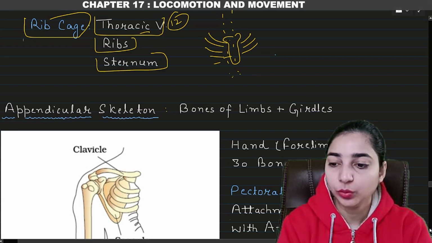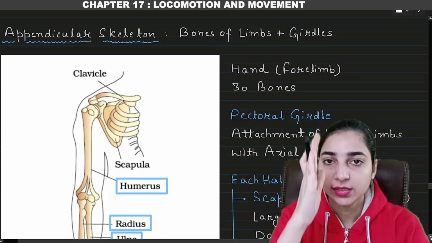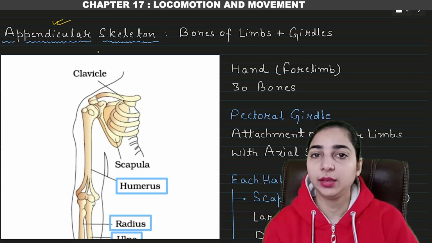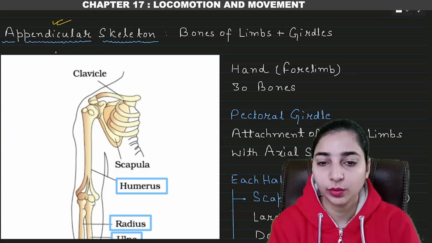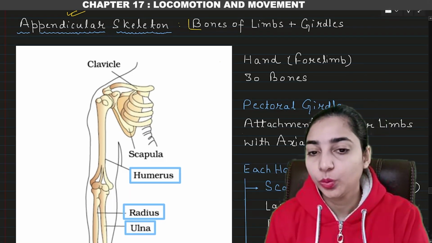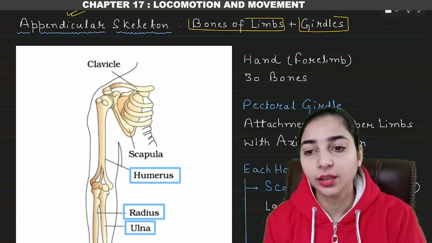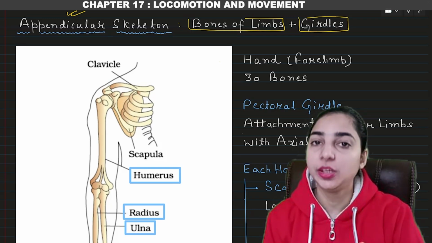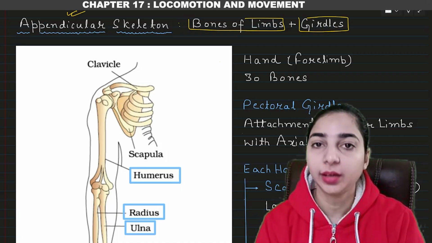Now this was about the axial skeleton, that means the skeletal system along the axis. Now we will discuss the appendicular skeleton, the part of the skeleton that is on the sides. That means 2 hands and 2 legs. Okay. So the appendicular skeleton consists of the bones of the limbs, that means the bones of the hands and legs, along with the associated girdles. So what are girdles? These are the bones which help in the articulation or attachment of the limbs with the main part of the body, that is the trunk of the body.